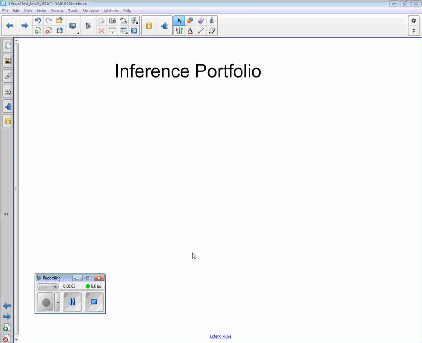Right. I want to tell you guys a little bit about a major assessment that you're going to have coming up called the Inference Portfolio. And it's going to count as a test grade. It will most likely not be collected until the beginning of the fourth quarter. So most likely it will be the first major summative assessment of the fourth quarter. It's going to count, like I said, as a test grade.